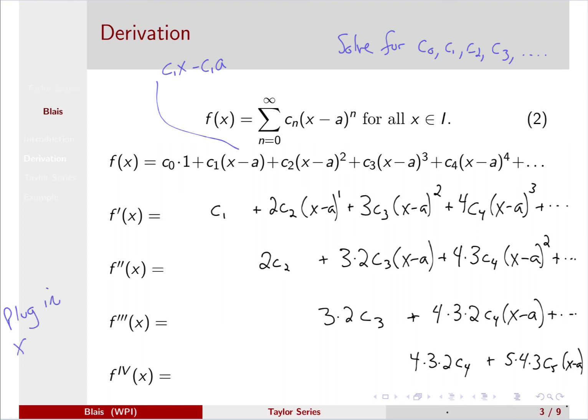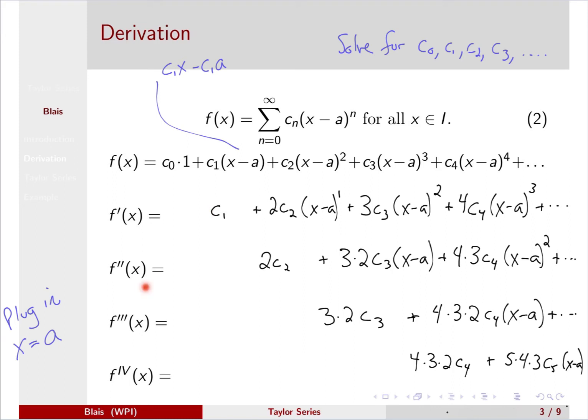And if we do that, notice what happens to the first equation. This term will drop out as 0. This term will 0 out. In fact, every term except the first will 0 out. If we plug a in for x in f prime of x, we get a similar phenomenon. Every term will drop out except for the first.